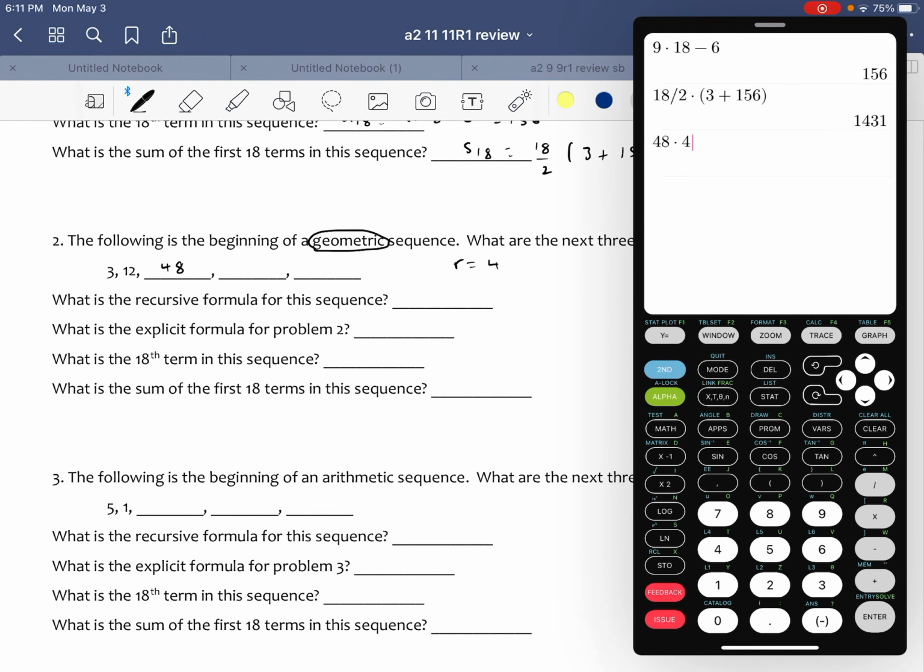48 times another 4, 192. 192 times another 4, 768.